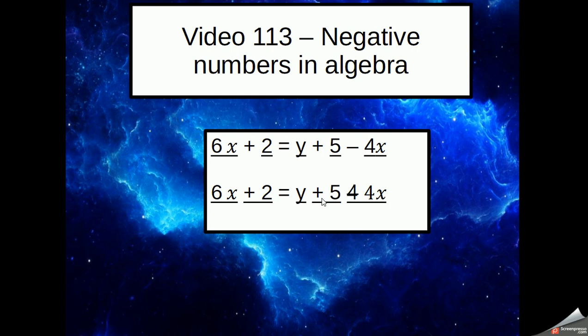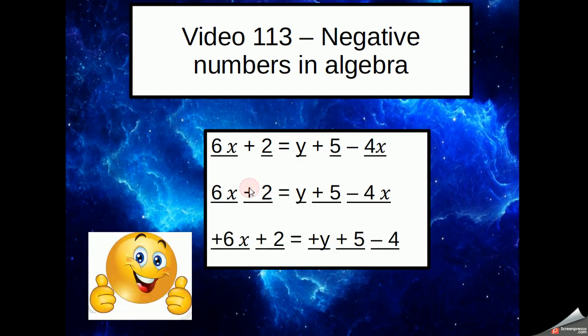So we've got plus 2, plus 5 and negative 4x. Of course, this leads to the question of, well, what's the symbol in front of these two? Because they're positive numbers and terms, there'll be a plus sign in front of them. It's just invisible and we don't write that down if it's at the start of the equation. So consider the equation, when we're manipulating it, as a plus 6x, a plus 2, plus y, plus 5 and minus 4x. It's different when we're multiplying and dividing, but when we're adding and subtracting, merge the number and the operator together.